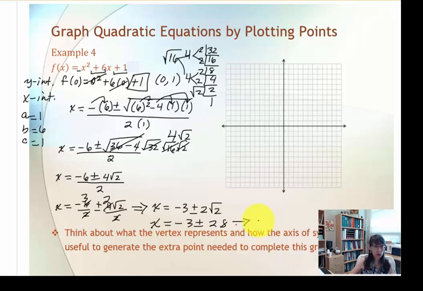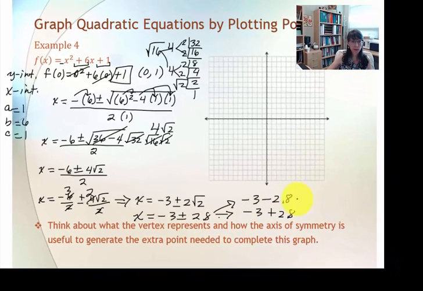So one solution is going to be negative 3 minus 2.8, and the other would be negative 3 plus 2.8. So when we subtract, we're going to have negative 5.8. And when we add, we're going to end up with negative 0.2. So as x-intercepts, these are going to be ordered pairs.